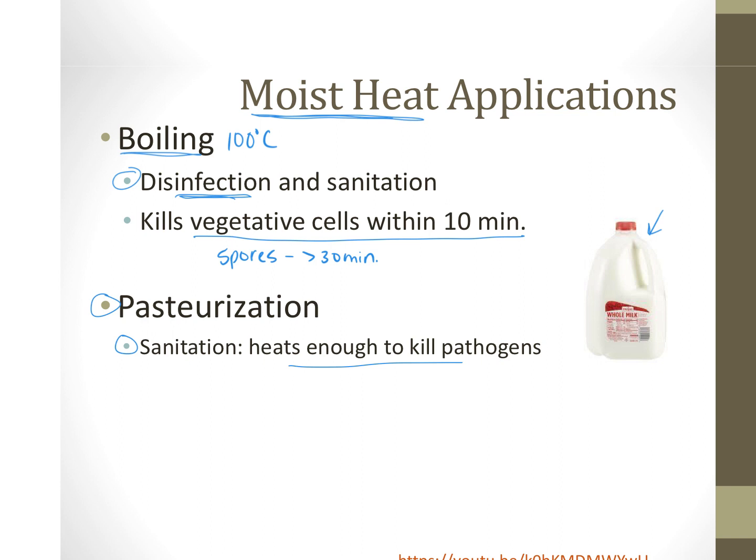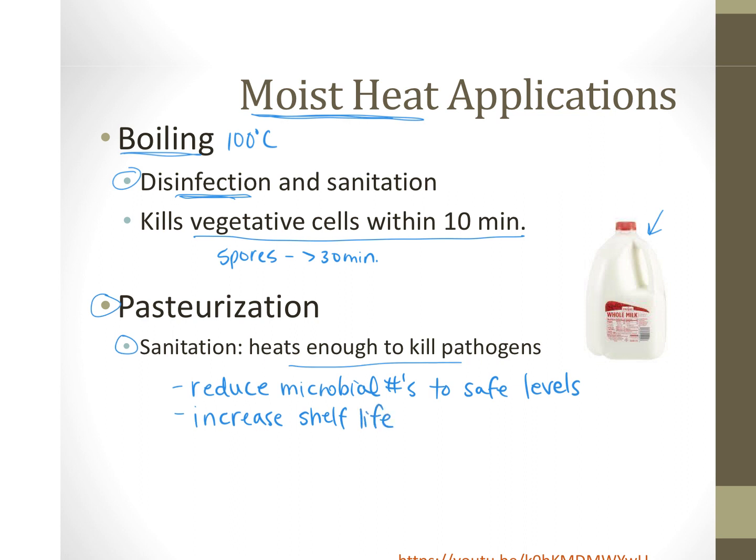They don't cause infection. Okay, so this is going to reduce microbial numbers to safe levels, meaning it's going to kill the pathogens. And, a big thing, it's going to increase the shelf life of the milk. Okay, so you cut down on those microbial numbers. That's routinely tested to make sure pasteurization is reducing microbial numbers, and then it takes them a lot longer to reproduce to an extent where the milk would not be safe to drink.